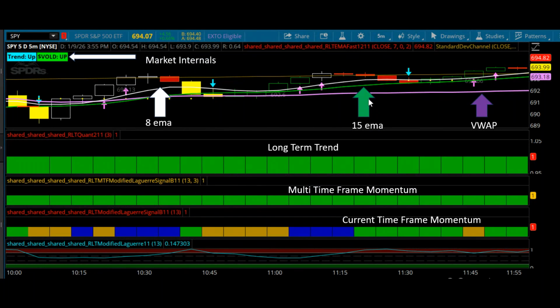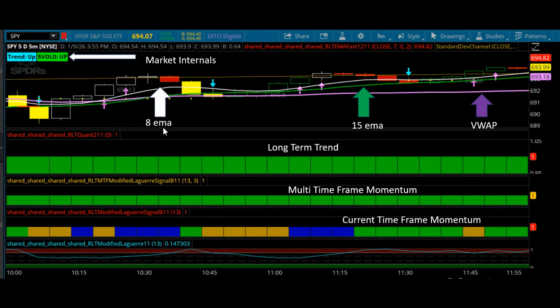The second one is the 15 EMA, right here, this green line, which actually changes color. 15 EMA is exactly what it says. It's a 15 exponential moving average. And the white one right here is called the 8 exponential moving average. So these three levels are levels that if you're going to enter a trade, to get the best entry, you want to be entering when the price is close to the 8 EMA, the 15 EMA, or the VWAP. Those are our three entry levels. Those are the ones that we'll be talking a lot about when we take trades. Okay, so that's really important.